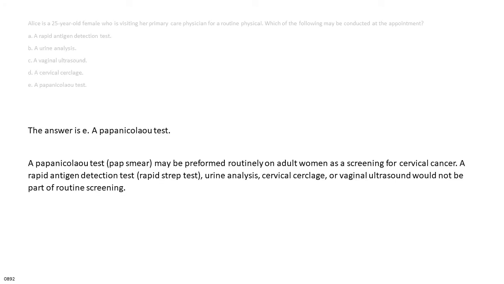The answer is E. A Papanicolaou test. A Papanicolaou test, Pap smear, may be performed routinely on adult women as a screening for cervical cancer. A rapid antigen detection test, rapid strep test, urine analysis, cervical cerclage, or vaginal ultrasound would not be part of routine screening.